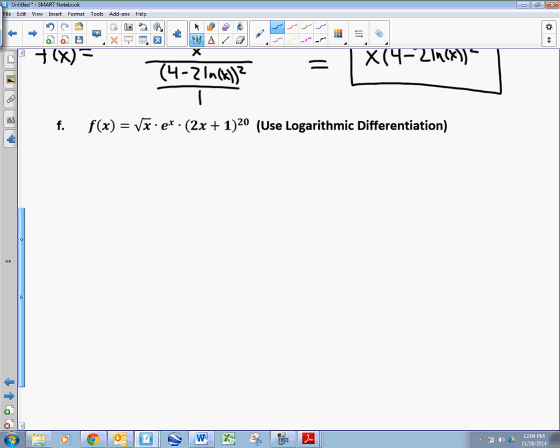But here's how it goes. First I write it as y equals the root of x times e to the x times 2x plus 1 to the 20th. And what I do is I take the natural log of both sides.